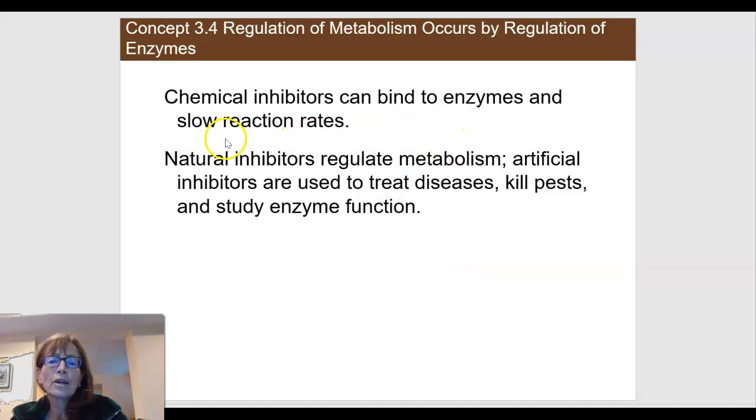Other ways that enzymes get regulated is that there can be inhibitors that will slow an enzyme down. These aren't always toxins. These can be natural inhibitors, and we'll look at this in a pathway. But then there are some inhibitors that we don't want, artificial types of inhibitors, which could maybe be pesticides or some toxins. And sometimes we want to use inhibitors if we can, particularly with some diseases.